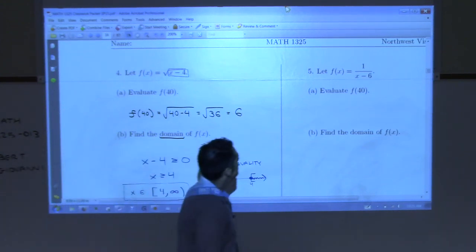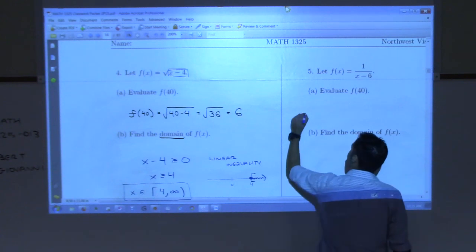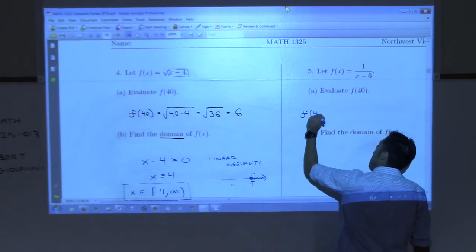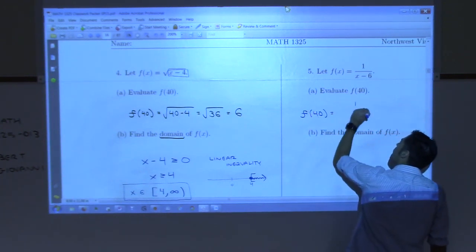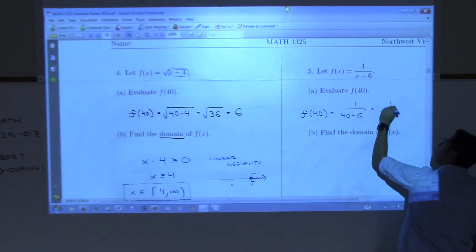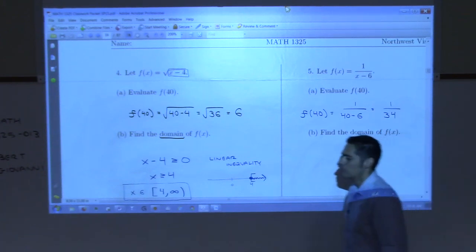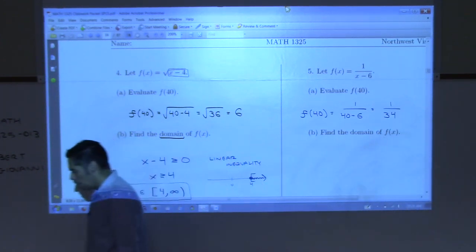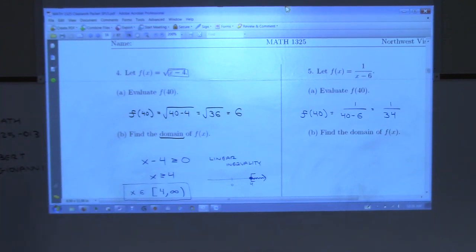All right, let's look at 5a. So f of 40, this is a different function, isn't it? So we plug in 40, and you just get 1 over 34, right? When you plug 40 in. So that part's the part that really doesn't have a lot going on.